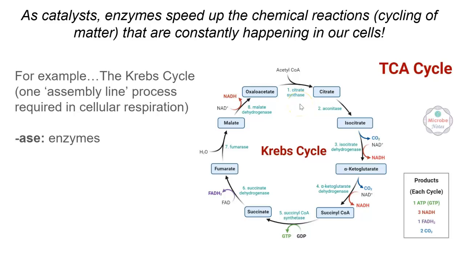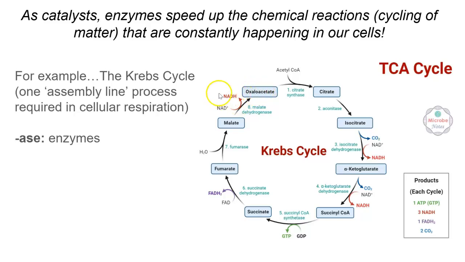Citrate synthase, you don't have to remember this. Aconitase, I don't know if I said that right. Isocitrate dehydrogenase, okay, alpha ketoglutarate dehydrogenase. All of these are enzymes. All of these guys in teal are enzymes. They are doing one job and one job only. Okay, fumarase takes the fumarate, adds H2O and makes it into malate. Malate dehydrogenase takes the malate, grabs an NAD plus, changes that to NADH.